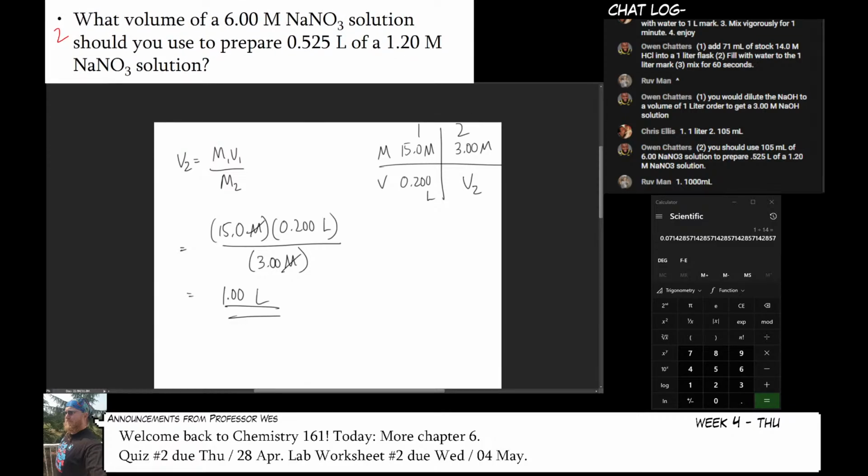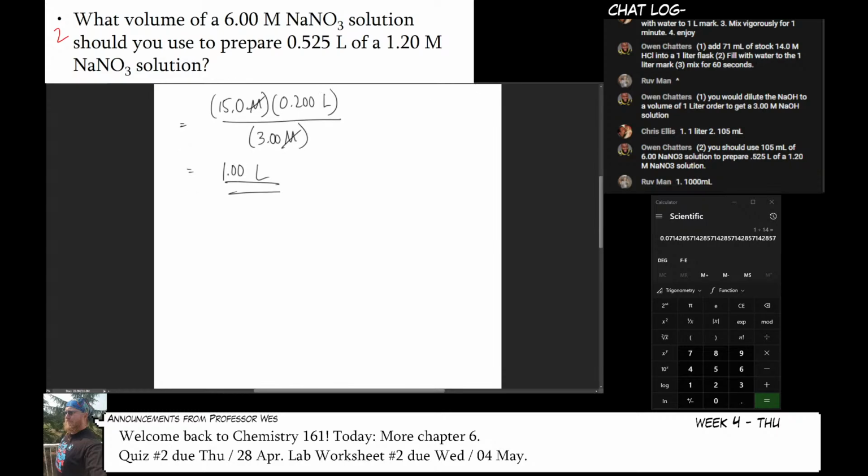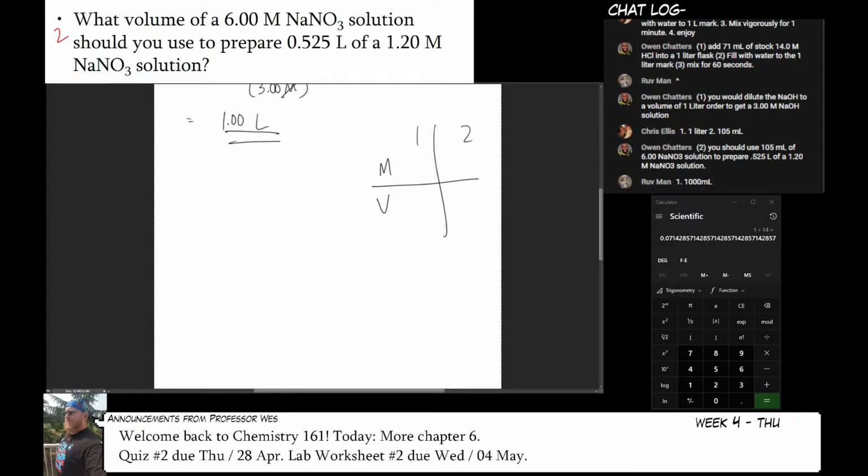And then the second problem: what volume of sodium nitrate 6 molar solution should be used to make a solution of those specifications? So again, we'll just do this. So here is the starting molarity, and I want 1.20 moles per liter, and I need 525 milliliters. So I can solve for that.